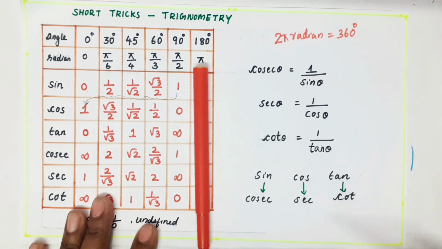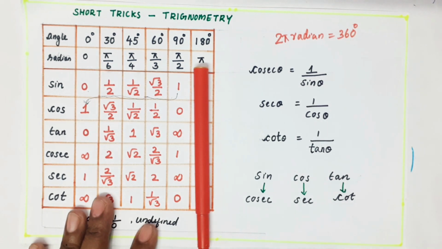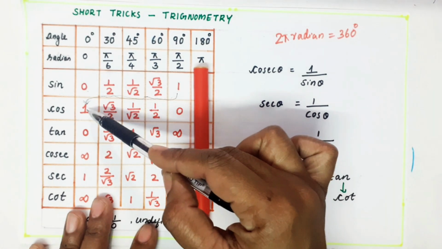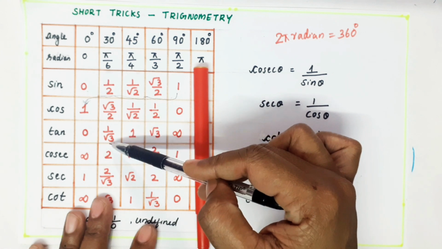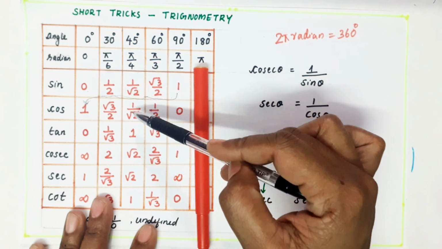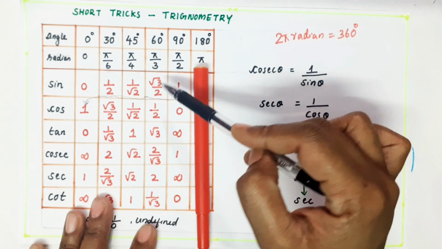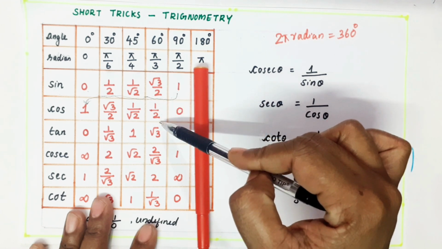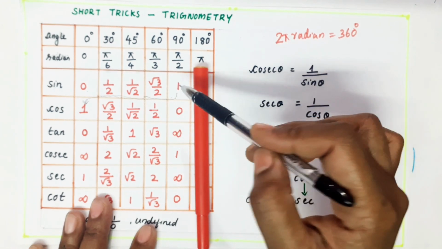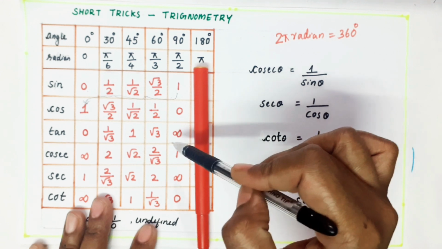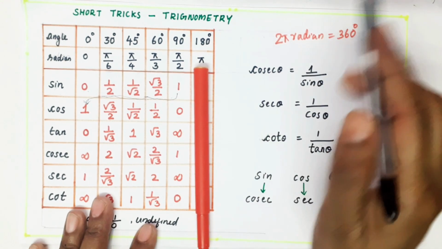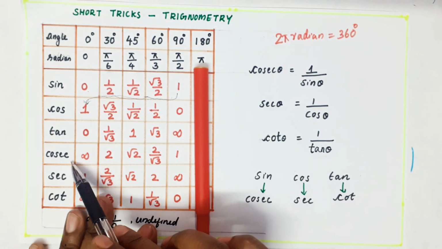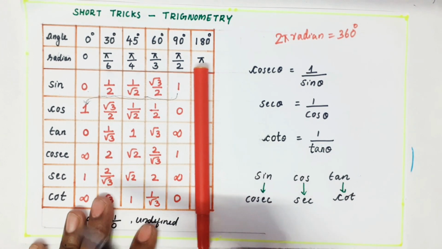Tan theta I told you. What is tan theta? Tan theta is nothing but sin theta by cos theta. So divide: 0 by 1 is 0. 1 by 2 divided by root 3 by 2 is 1 by root 3. 1 by root 2 divided by 1 by root 2 is 1. Root 3 by 2 divided by 1 by 2 is root 3. 1 divided by 0 is undefined. Clear? That's all.